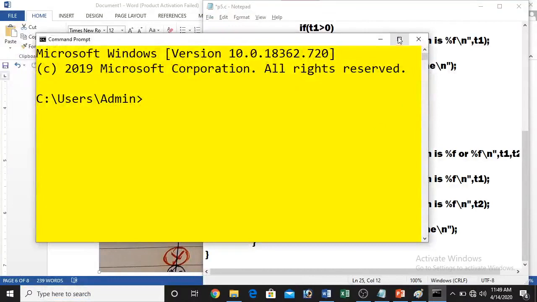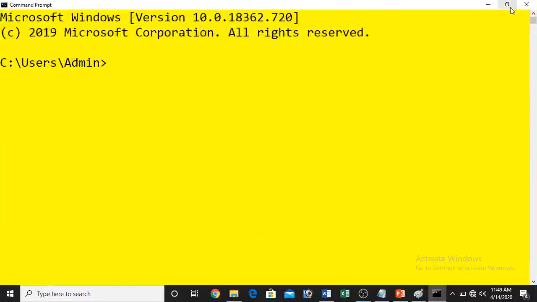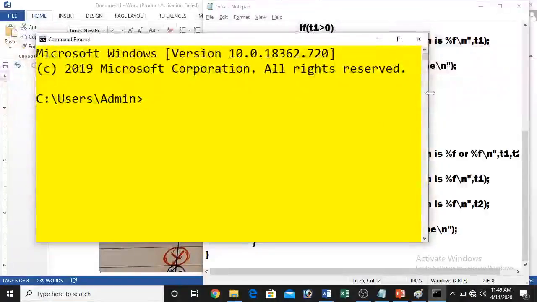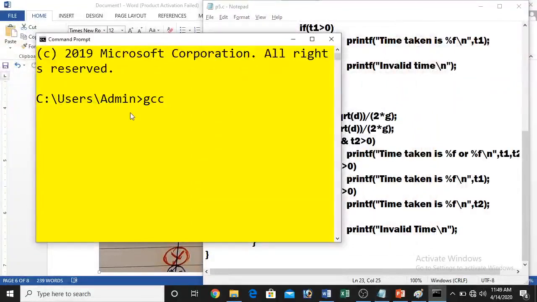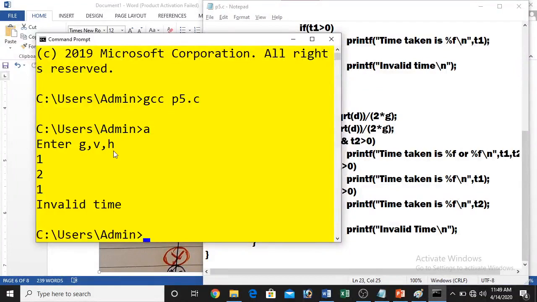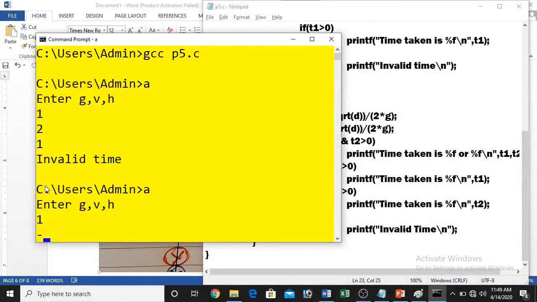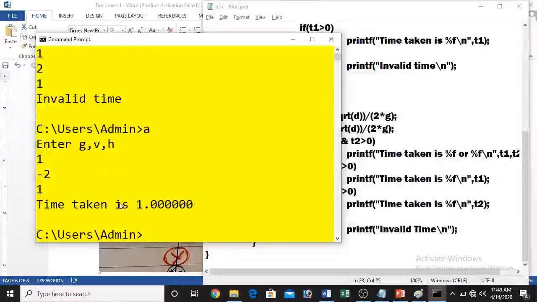So I'll compile the program, the name that I have given is p5.c. Enter a, b, c values. Remember, if I enter 1, 2, 1, you can see it is going to show invalid time. Why? Because for 1, 2, 1, as we solved previously, you will get -1, invalid time. But if I give 1, -2 and 1, see the time taken is 1.